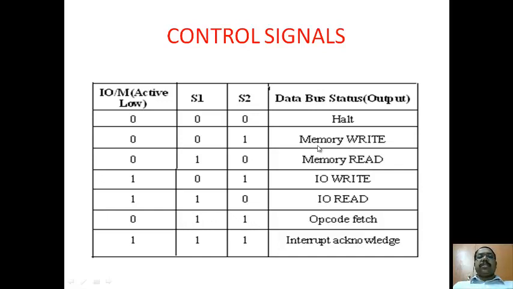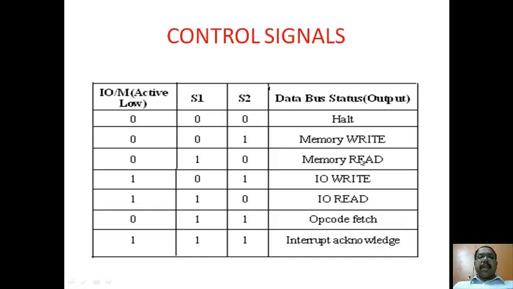Next to opcode fetch is memory write. In memory write, again it is from memory, so this M should be 0, so we put 0 for that, and S1 is 1 and S0 is 0. This logic is predefined. The S1 and S0 logic is predefined. Based upon that S1 and S0, we are able to identify which machine cycle is being carried out. This is for memory write.